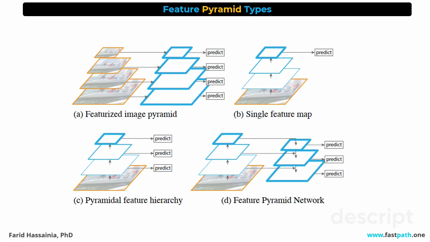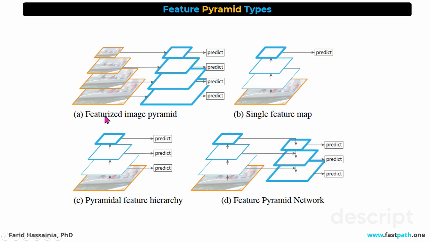Here's a list of the different types of feature pyramids. The most common one is the feature pyramid network. Most likely it's the one that you are familiar with. We can find it in different object detection models and architectures. But before the emergence of FPN, there were other pyramids that were also used in object detection.